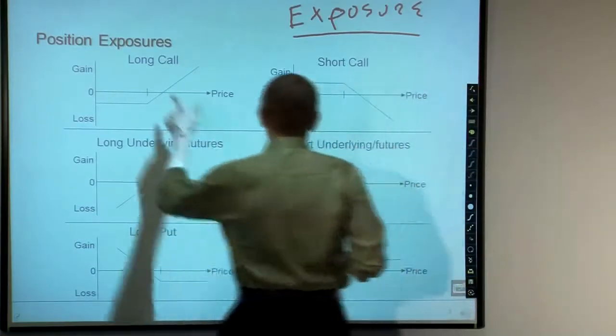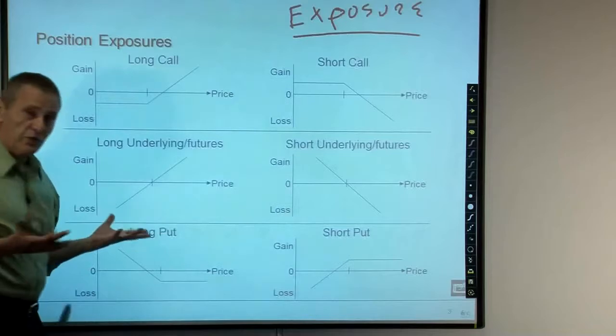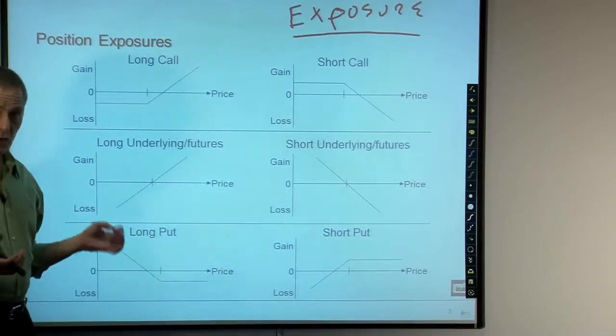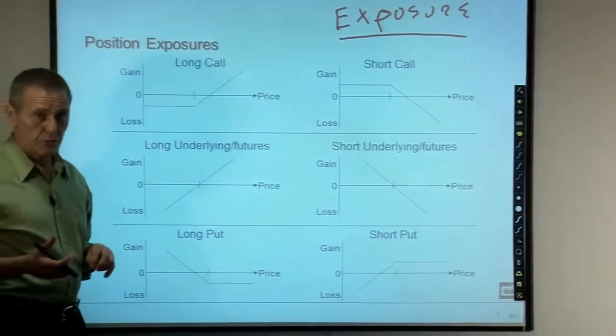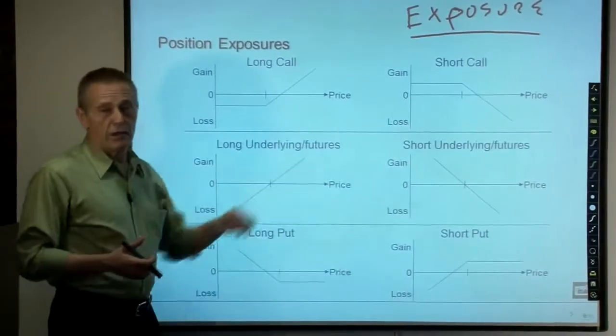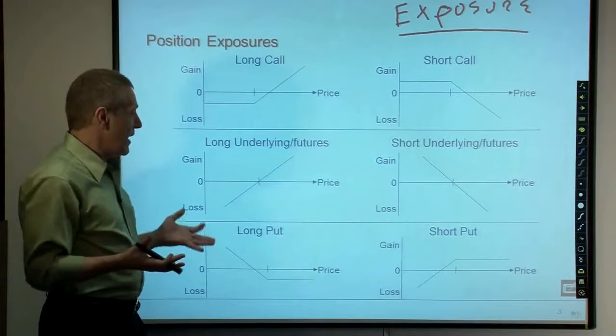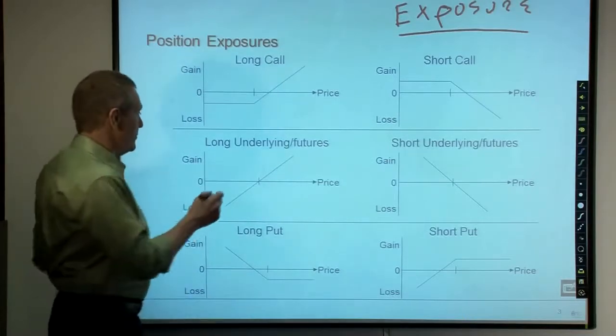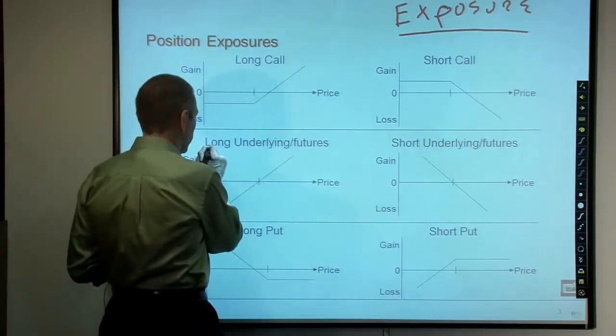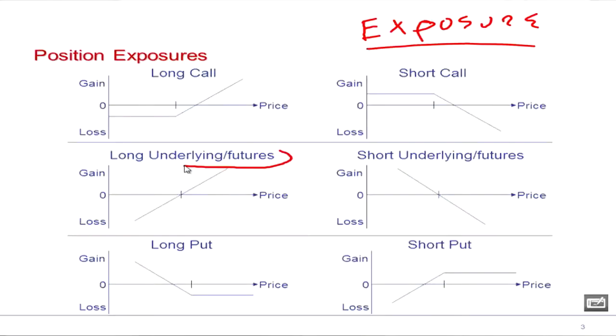And you'll note that the four corners show the four basic option positions: long calls, short calls, long puts, and short puts. The two in the middle of the two columns show the gain-loss profiles, or the exposure profiles for, well, you'll note how these are labeled. On the left-hand diagram in the middle panel, that's the exposure profile of a long underlying or long futures position. And the other side shows a short underlying, short futures position.